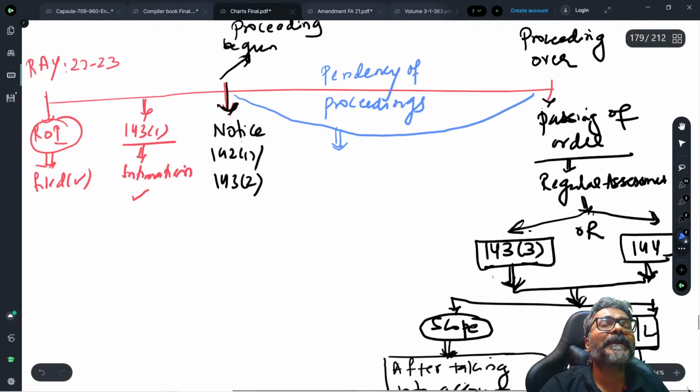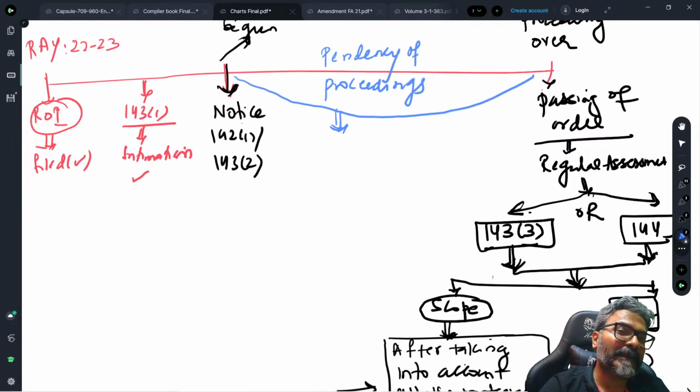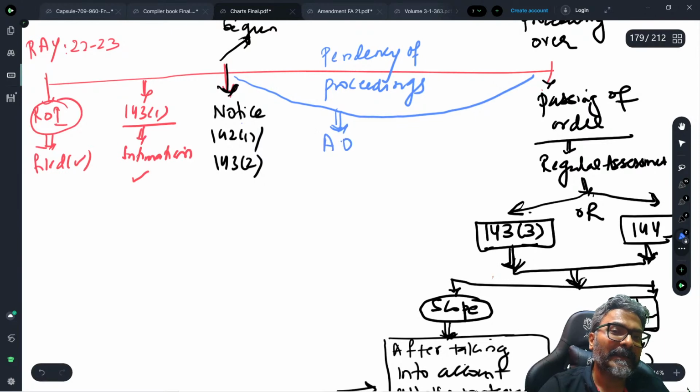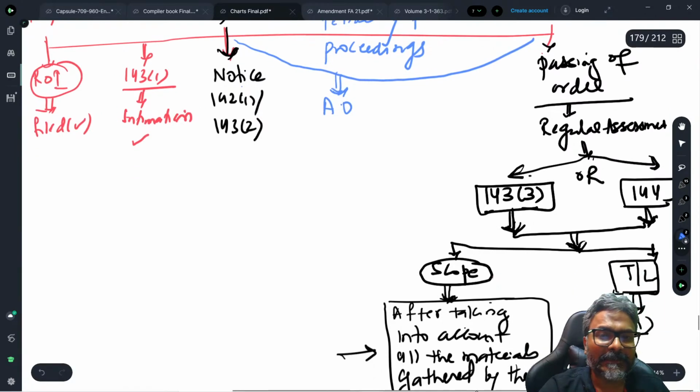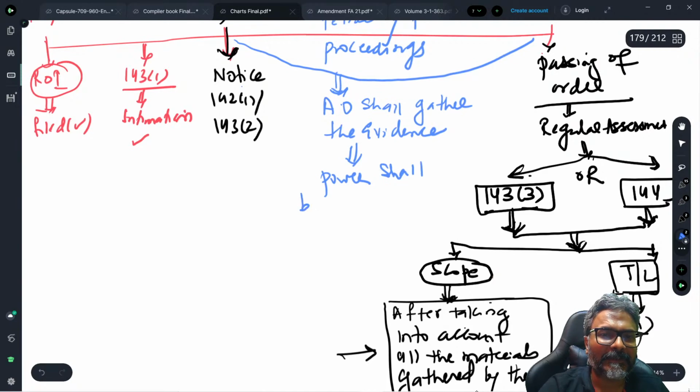Now, what will happen in the case of pendency of proceedings? The assessing officer will gather the evidence. AO shall gather the evidence. And if the AO will be gathering the evidence, for this the AO will exercise the power, for which the power will be exercised. Power shall be exercised to that effect.